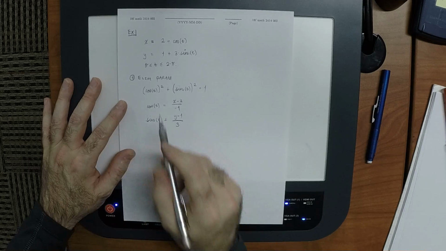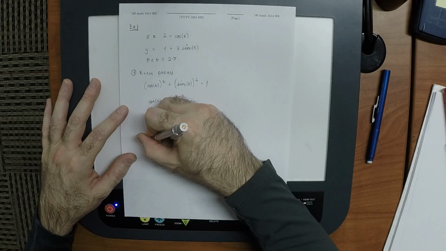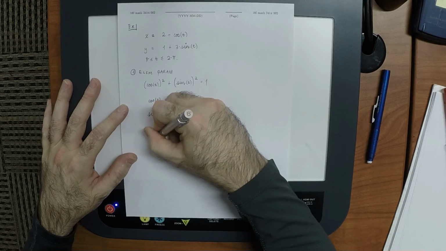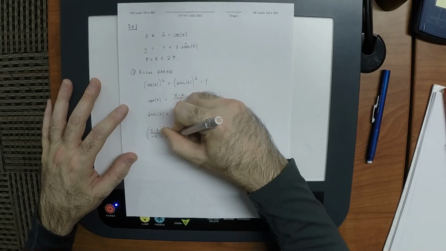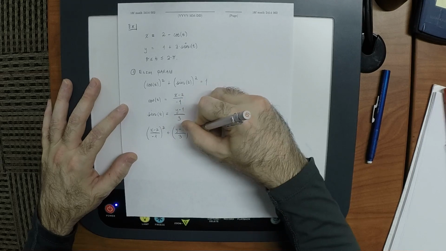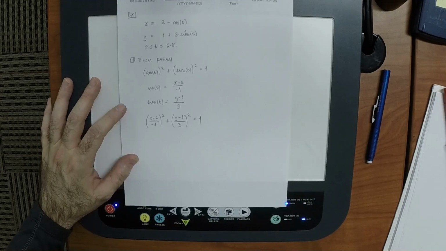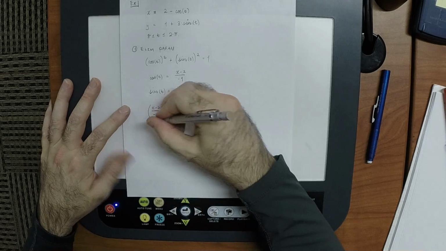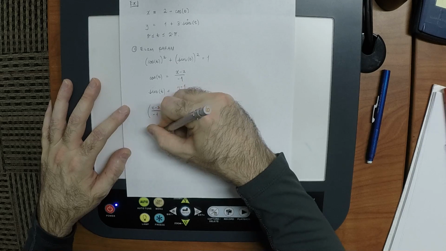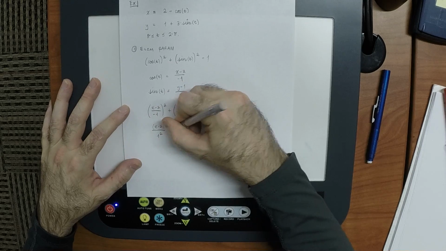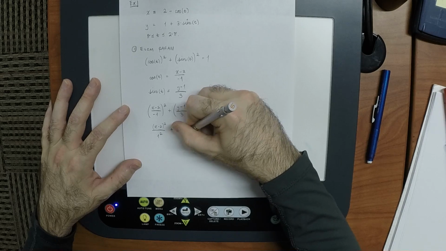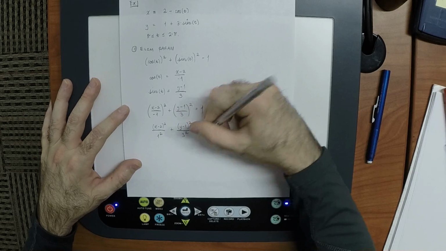And then those can be plugged in and obtain x minus 2 over -1 squared, plus y minus 1 over 3 squared, is 1. And then just a little bit of simplification gets us to this. So x minus 2 squared over 1 squared plus y minus 1 squared over 3 squared is 1.